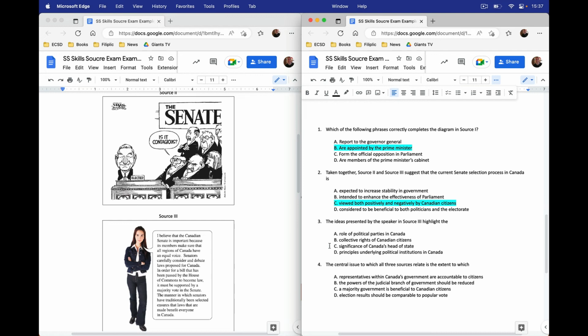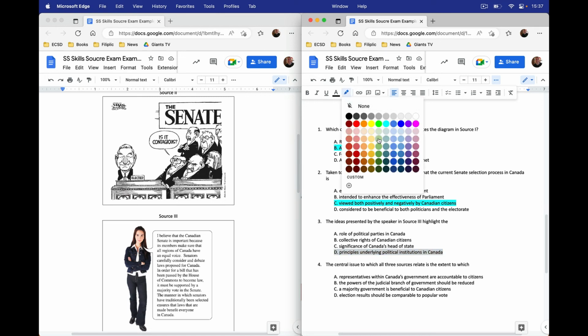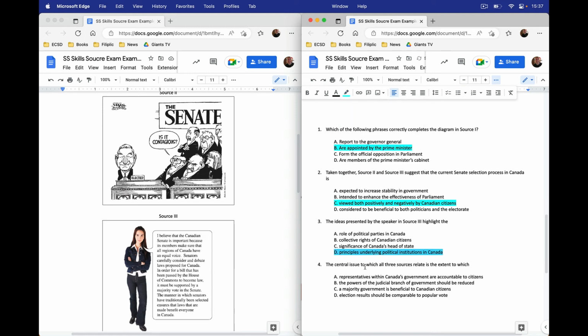C, significance of Canada's head of state. Our head of state is our Governor General, who represents the British monarch. We know that from grade 9 social studies content, so it cannot be C. So chances are it's D. The principles underlying political institutions in Canada is going to be the best answer that fits for number 3. And then finally, number 4, the central issue to which all 3 sources relate is the extent to which.